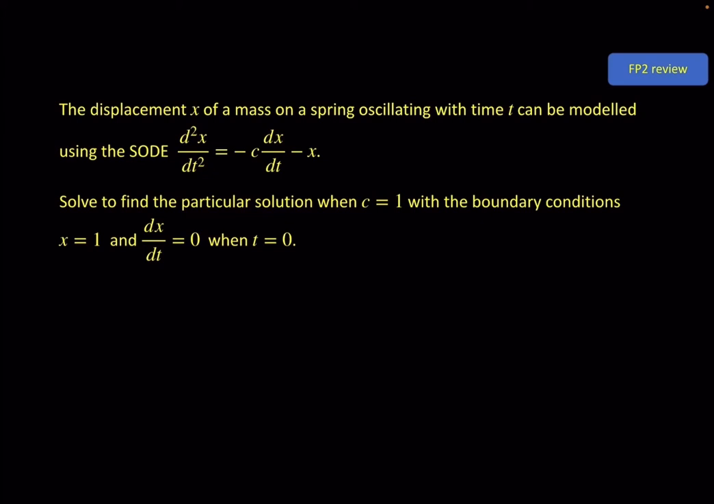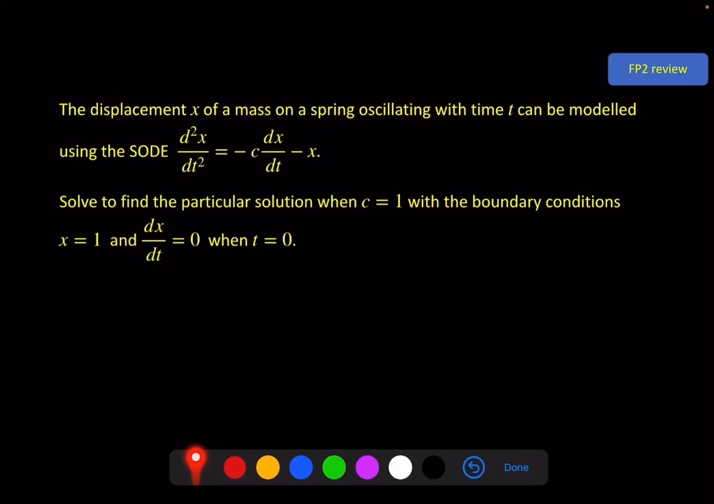Quite a long starter on the screen. If you've got time, pause the video now, give this a go for yourself. The displacement, x, of a mass on a spring oscillating with time t can be modelled using the second order differential equation, this. Solve to find the particular solution when c equals 1 with the boundary conditions, these.